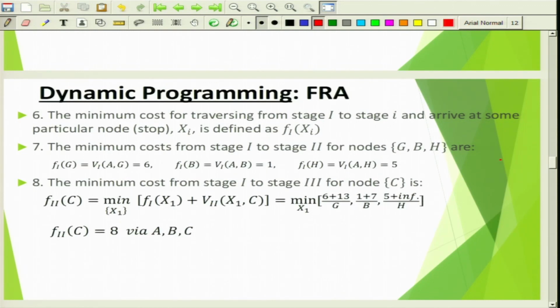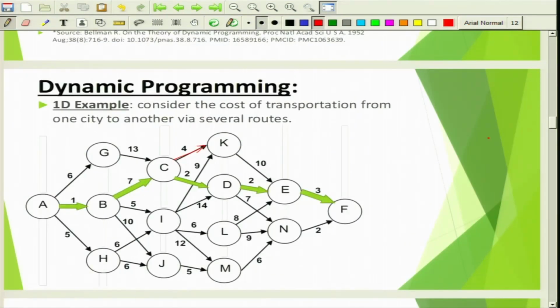Now the minimum cost for traversing from stage 1 to stage i, that is capital I to small i, and arriving at some particular node or stop xi is defined as fi of xi, right, the minimum cost. This is the minimum cost, this function is fi of xi. Now the minimum cost from stage 1 to stage 2 for nodes G, B, H. Can you say, from stage 1 to stage 2, what are the nodes here? G, B, H, right. Starting from point A, there are no multiple states available here, there is only one state, that is A.